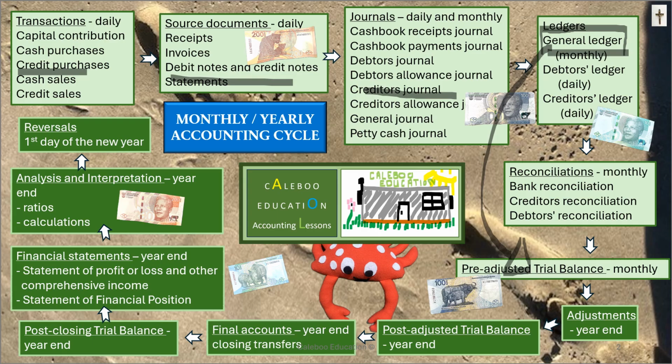This occurs every month of the business, and after 12 months adjustments are done at year end. But in this video, all I'm going to have a look at is balancing general ledger accounts, taking the balances of all the general ledger accounts and drawing up a pre-adjusted trial balance. So that's the plan for this lesson. Well, let's go.